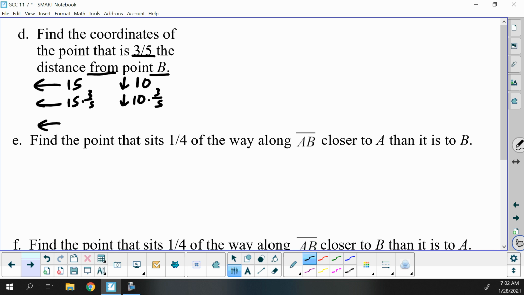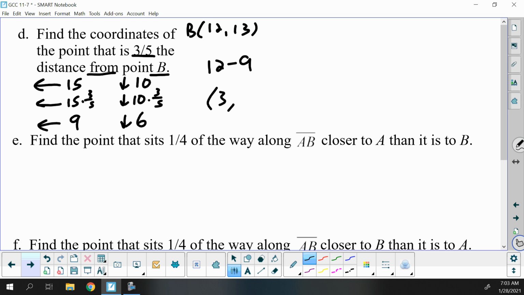Well, from the last problem, we know 15 times 3/5 is just 9, and 10 times 3/5 is just 6. B's original point was 12, 13. So let's start with our x value of 12. This time we're moving left 9. Well, when you move to the left, that is the negative direction for x's. Moving to the left should be smaller. So this means we will subtract 9 now. So 12 minus 9 will give us 3.